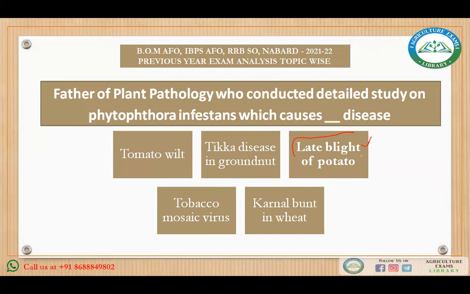Late blight of potato is the most dangerous disease in potato, and you know the botanical name of potato, that is Solanum tuberosum. Solanaceae is the family, and Peru, that is South America, is the origin of potato, and it is also known as the king of vegetables. If you talk about the planting method, then ridge and furrow is the most popular method of potato planting.